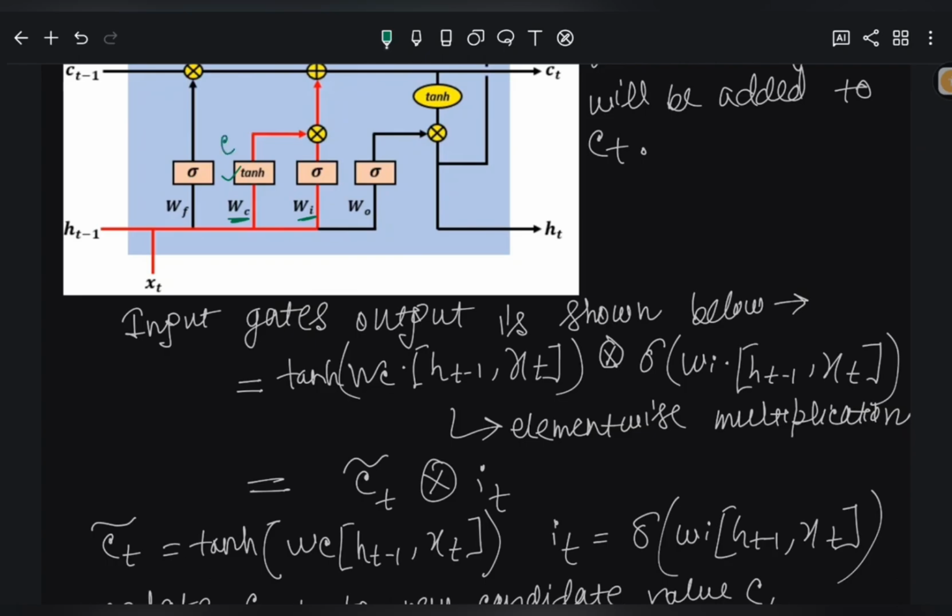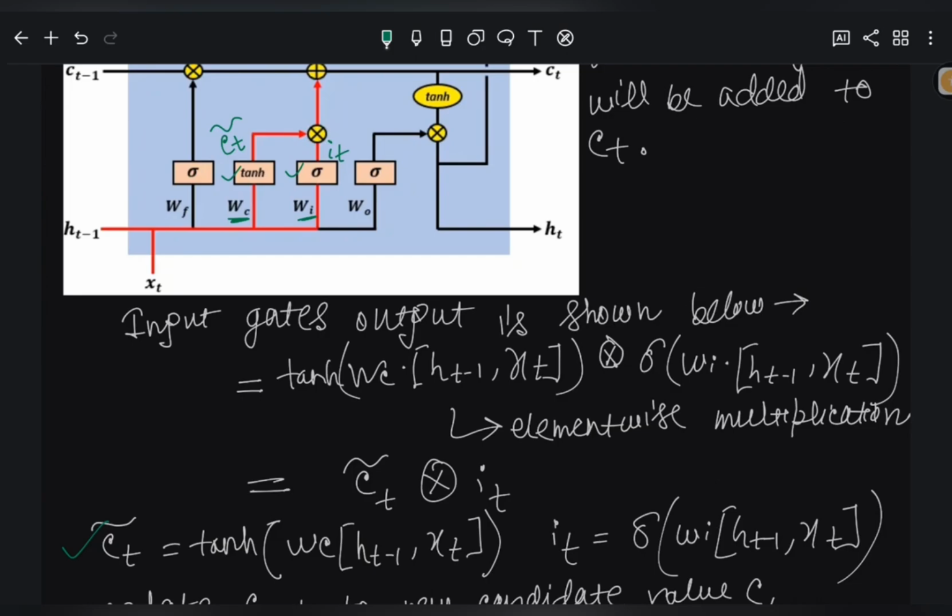So this part will be C tilde, which is nothing but this equation, the tanh activation function, with the weight multiplied with the inputs, which are h t minus 1 and x t, right? And we also get this i t. So it is nothing but the sigmoid activation function, and we are multiplying weights with the inputs, which are h t minus 1 and x t, right? And after that we are doing an element-wise multiplication, right?